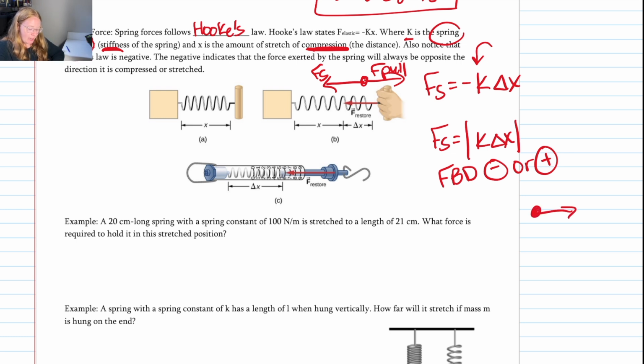But if you just take the absolute value and look at a free body diagram, okay, if I pull right, the spring is going to pull left, and that means the spring force has a negative value, then you don't need to worry about Hooke's law being negative. I think that's a lot easier. So either way, you can use the negative, or you can take the absolute value and refer to a free body diagram to decide if you have a negative or positive spring force.